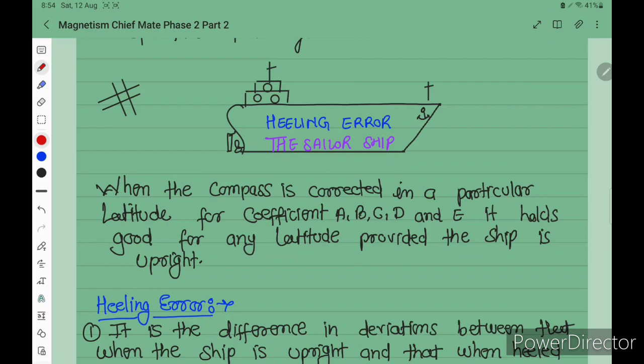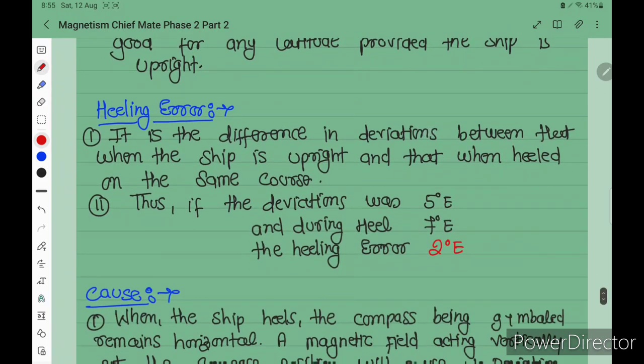When the compass is corrected in a particular latitude for coefficients A, B, C, D and E, it holds good for any latitude provided the ship is upright. Heeling error is the difference in deviation between that when the ship is upright and that when she is heeled, on the same courses. Thus, if the vessel was upright and your deviation was 5 degrees, and after heel your deviation is 7 degrees, that means the heeling error is 2 degrees.